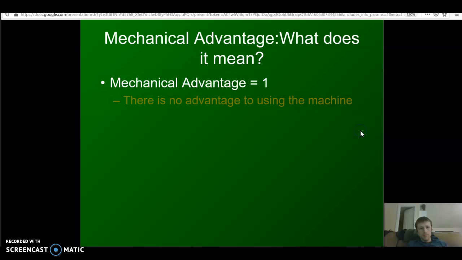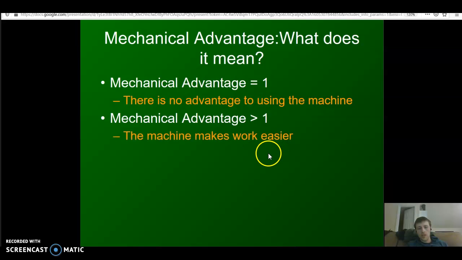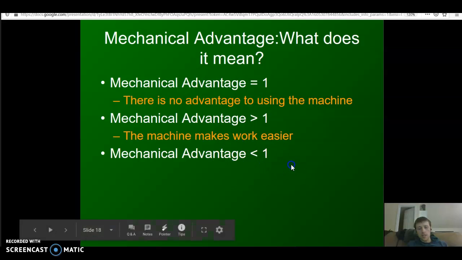So takeaway, there is no mechanical advantage if the mechanical advantage is 1. If it's more than 1, the machine makes work easier in terms of the force you have to put in. If it's less than 1, it makes the work harder, but you're getting some kind of distance or speed as a result as a positive.